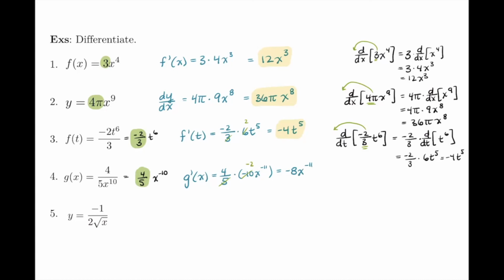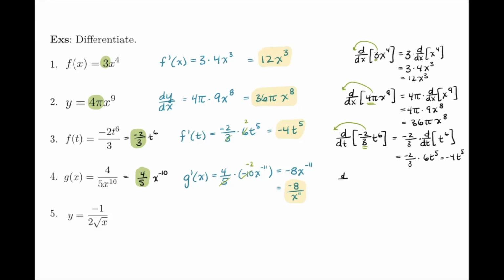And then lastly, we want to probably write this as a fraction and get rid of the negative exponent. So this negative 8 has to stay in the numerator. The only thing that can go down into the denominator is the x. And when we do that, we will make its exponent positive. So here's our derivative, negative 8 over x to the 11th.